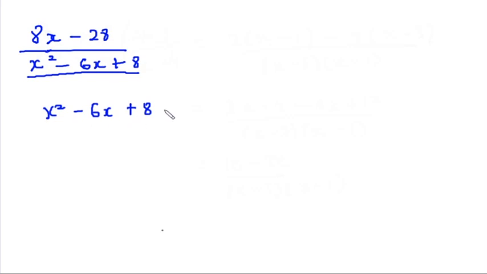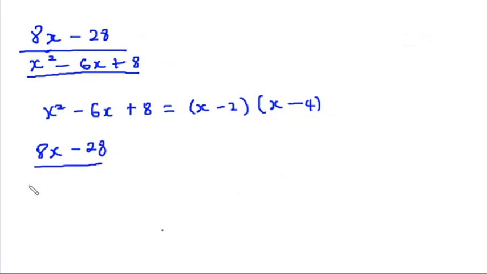quadratic equation here. Okay, so if we were to factorize this, you'd have (x minus 2)(x minus 4). Okay, so this fraction can be written as 8x minus 28 over (x minus 2)(x minus 4). Okay, so we are done with our first step. We've simplified the denominators of the fraction.